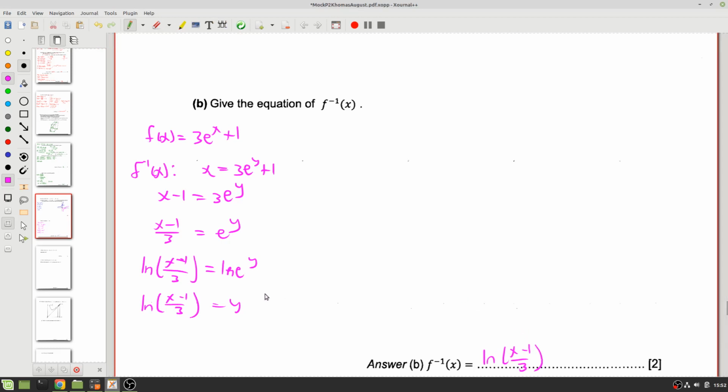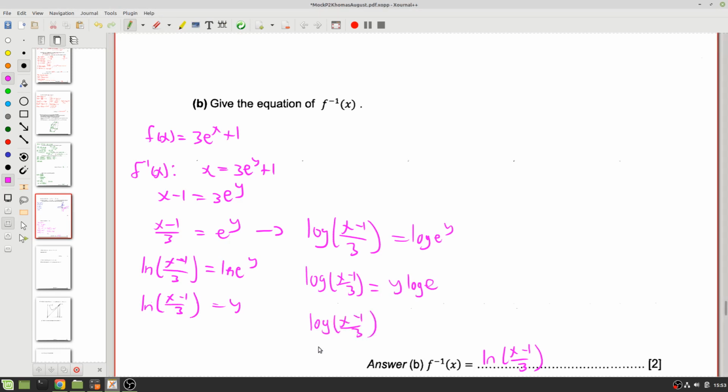Now if you didn't choose ln, that would be fine. You didn't have to choose ln, it just makes life a lot easier, and that's probably what the markers expect. But let's say we didn't choose that. Let's say we just chose log with a base 10. So then we'd have log of x minus 1 over 3 equals log of e to the power y. We keep the left-hand side as is, equals, and then y can move to the front as a coefficient of log e. And then we just have to divide both sides by log e. So we'll have log of x minus 1 over 3 divided by log e equals y.